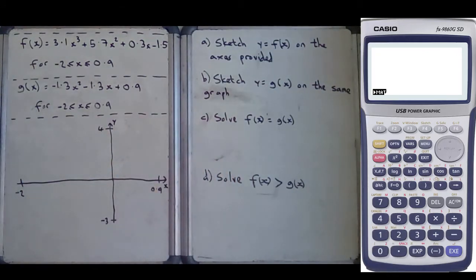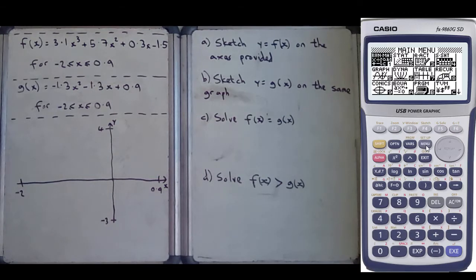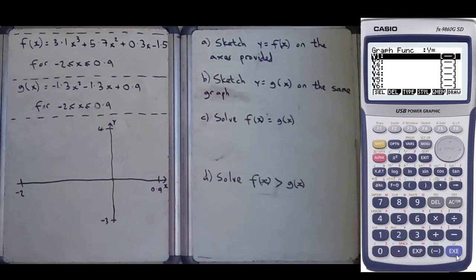So we need to go to our calculator. Here we're using one of the older Casios, one of the older models of the fx-9860s. I'm going to go to menu and I'm going to go to graph. And I've got a nice clear screen now, it's quite handy. I need to type it in.